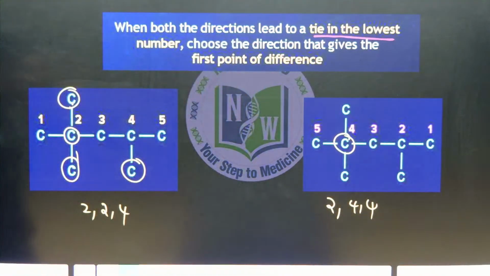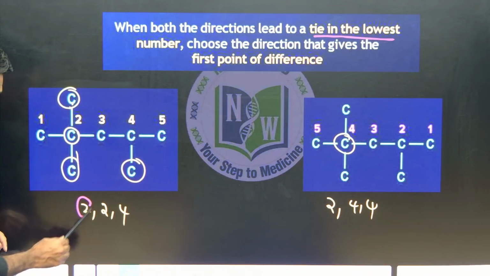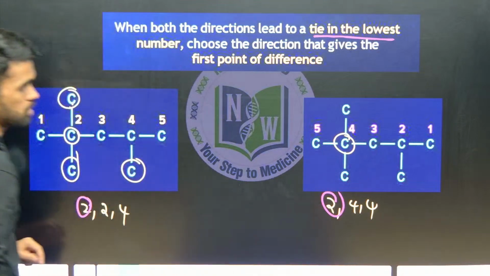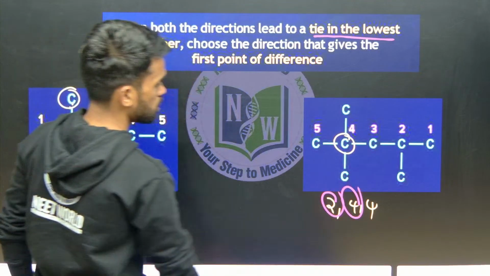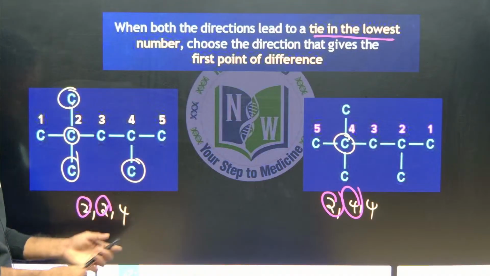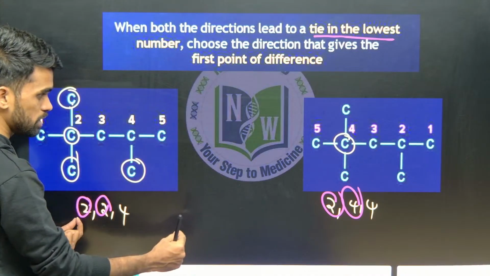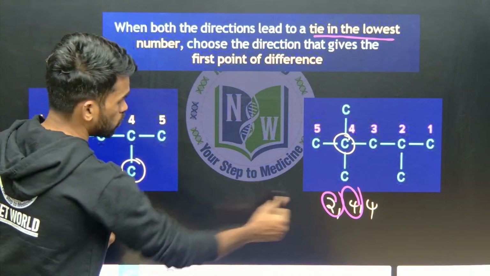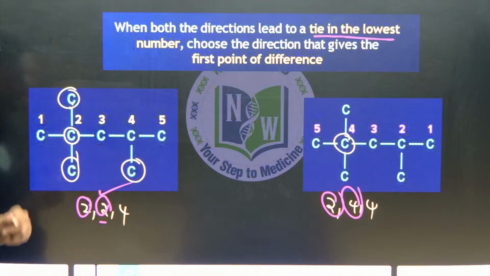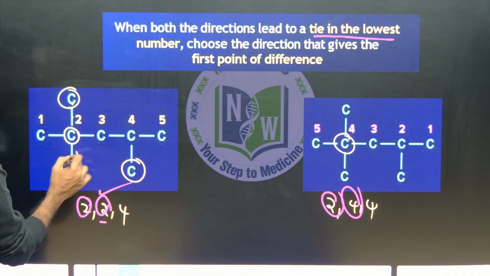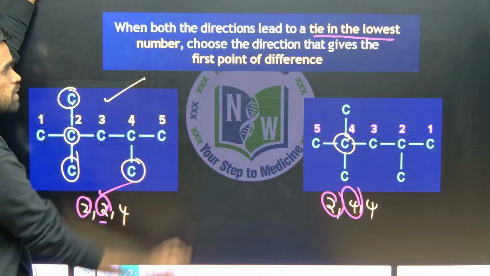So now see here, what do we mean by the lowest sum rule? The first number is the same here, right? Now the first number is the same, but if you consider the second number, here it is 2 and this is 4, which is the lowest number, this is the lowest number. This is the first point of difference. If the first point is different, the lower number should be taken. If the first point is the same, go for the second point. This is 2, that is 4, which is the lower number. Now consider this as our parent chain. This is the perfect way of numbering. So 2, 2, 4 trimethylpentane. This will be the name for this particular compound.